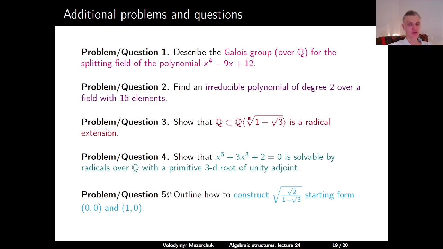And question 5. Outline how to construct, starting from the origin and the point (1, 0), the real number the square root of the square root of 2 divided by 1 minus the square root of 3. So how to construct using the ruler and compass.